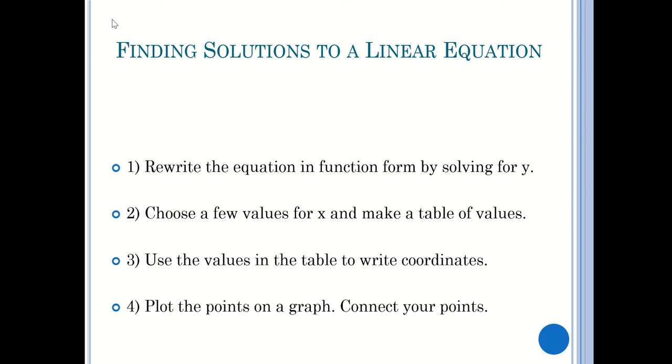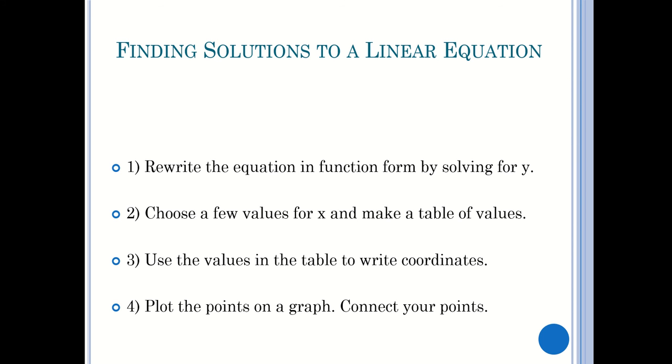There's not just one way to do this, but here are some steps you might want to take if you're having a hard time with this. Number 1, rewrite the equation in function form by solving for y. That means you're isolating y. Number 2, choose a few values for x and make a table of values. What values for x? Well, starting with x equals 0 is usually a good one. Not always, but usually that's a pretty easy one to work with. And then you can choose any other values you want to. There is no limitation on what x can be.